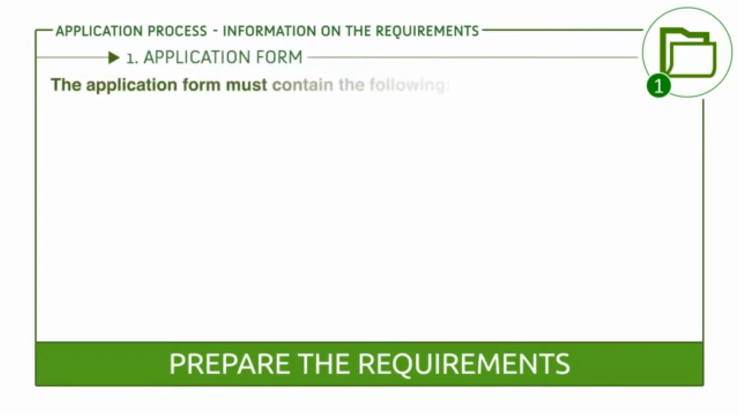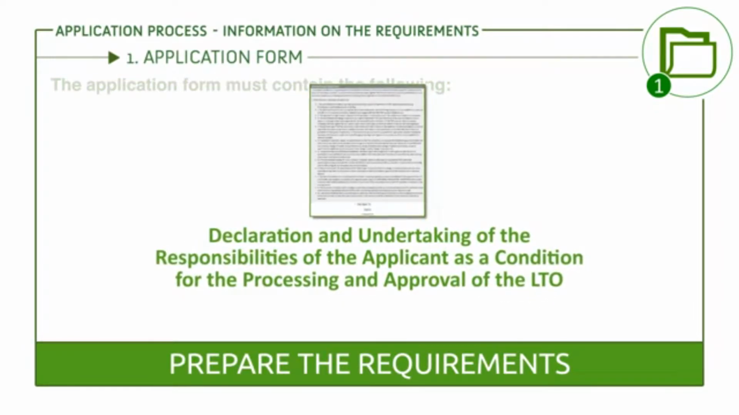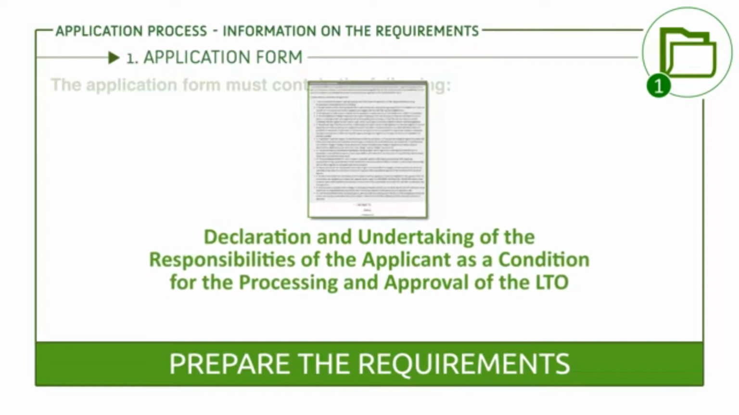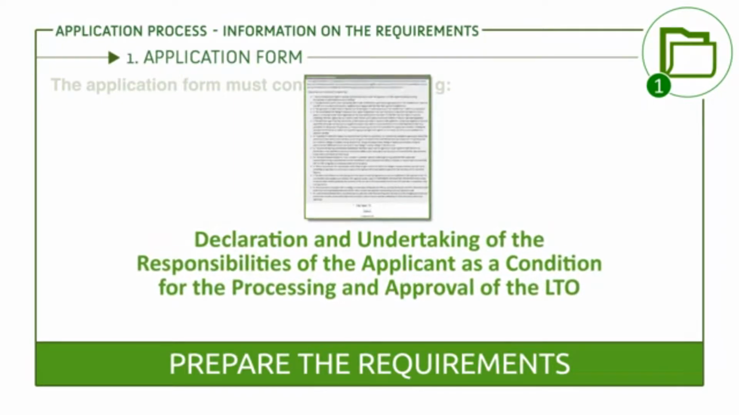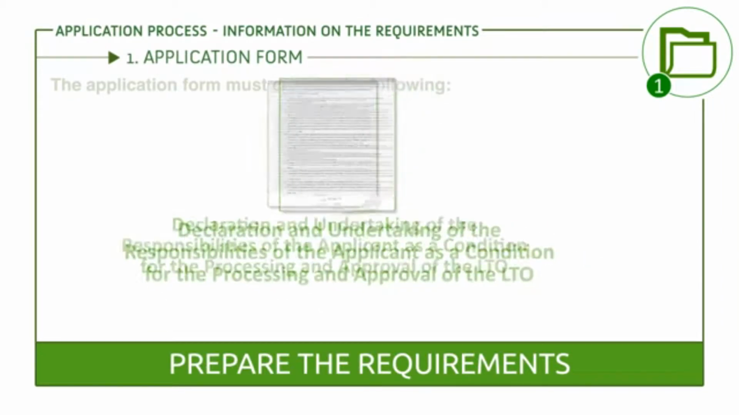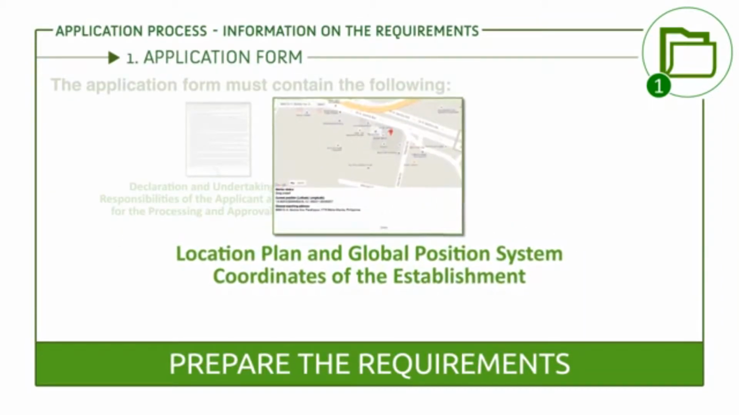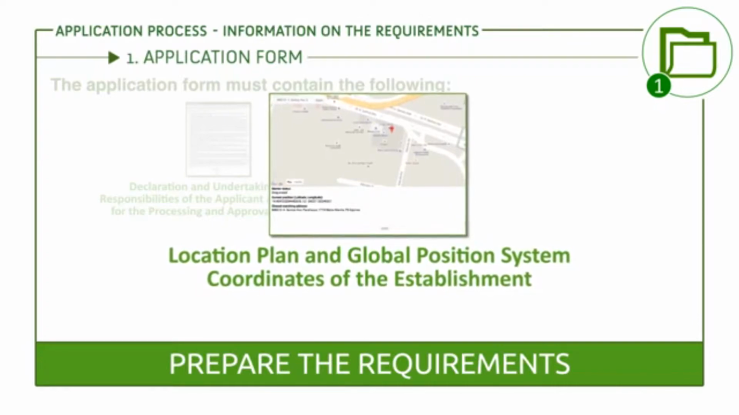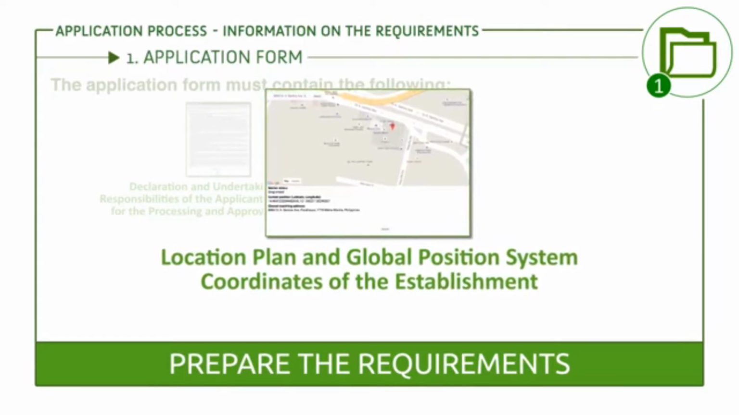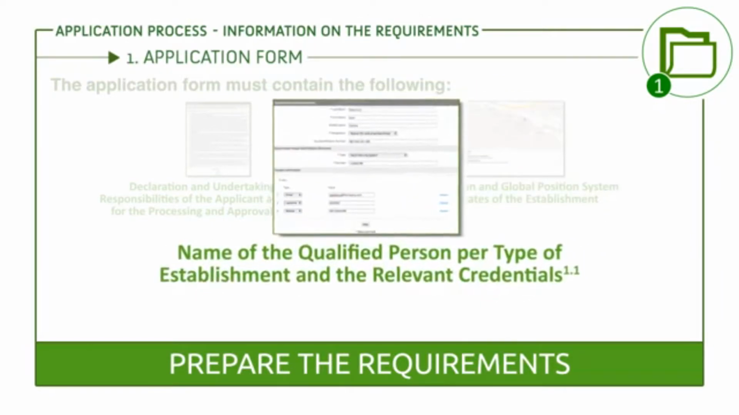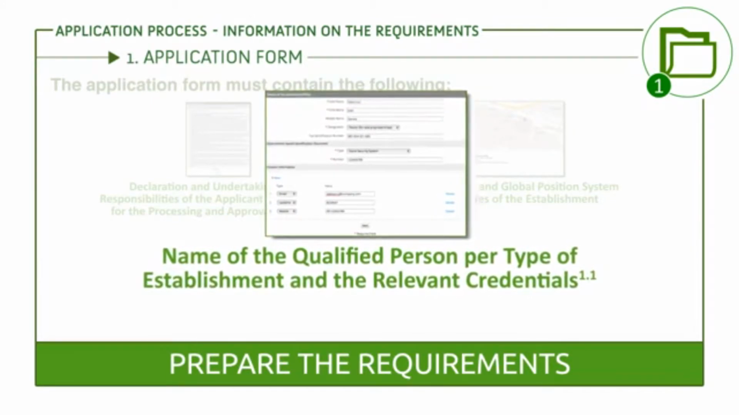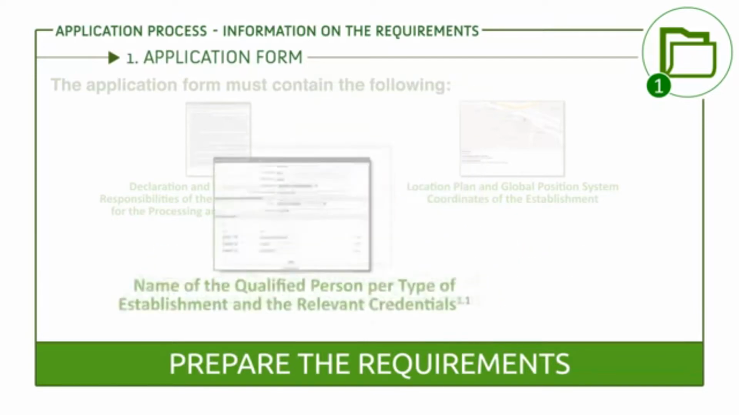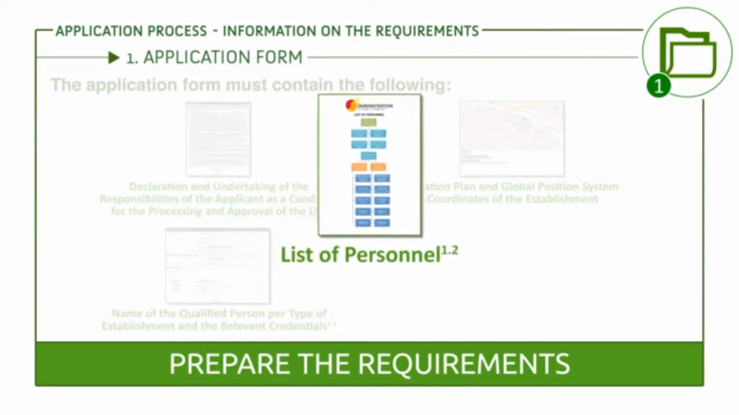The application form must contain the following: declaration and undertaking of the responsibilities of the applicant as a condition for the processing and approval of the LTO. Location plan and global position system coordinates of the establishment. Name of the qualified person per type of establishment, and the relevant credentials. And list of personnel.